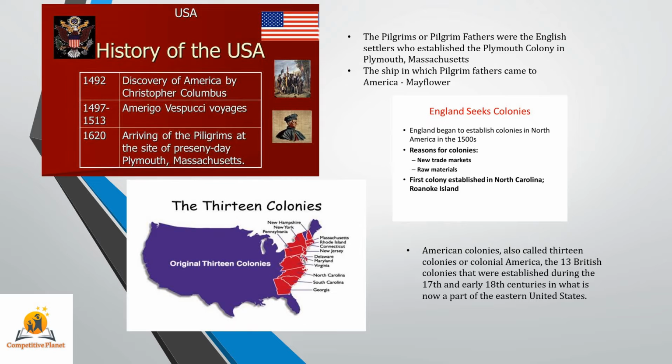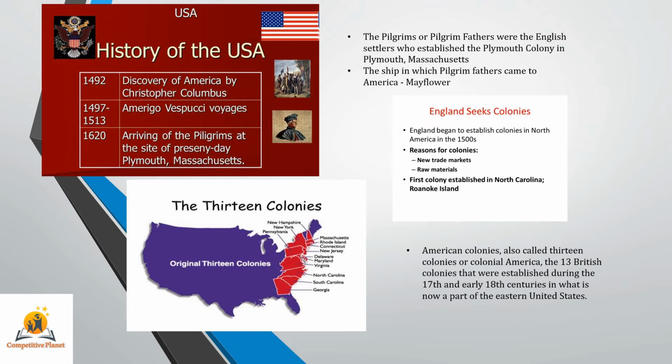Let me name the 13 colonies again. They are New Hampshire, New York, Pennsylvania, Massachusetts, Rhode Island, Connecticut, New Jersey, Delaware, Maryland, Virginia, North Carolina, South Carolina, Georgia. You can see these occupy the eastern side of the United States.